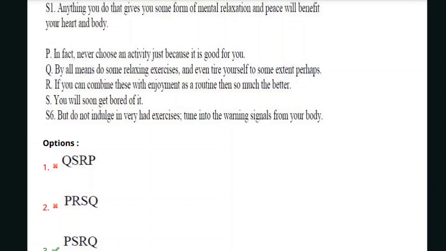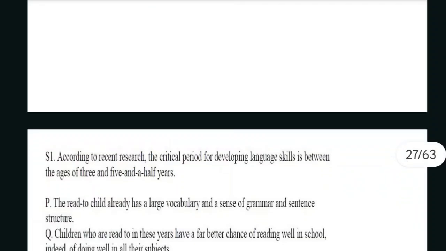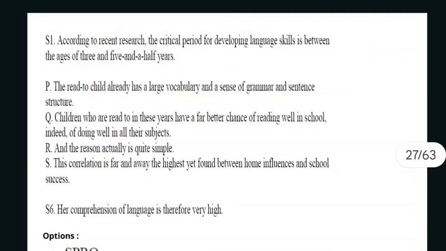Let's move towards the next question. And the 40th question here is, again, on arranging the sentences in a passage in the correct order. Statement 1 and statement 6 are going to be same and correct. We need to change the middle sentences, those are PQRS, in the correct order.